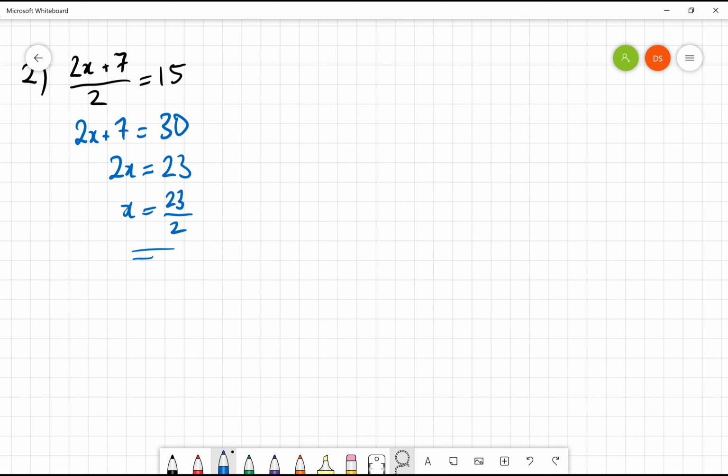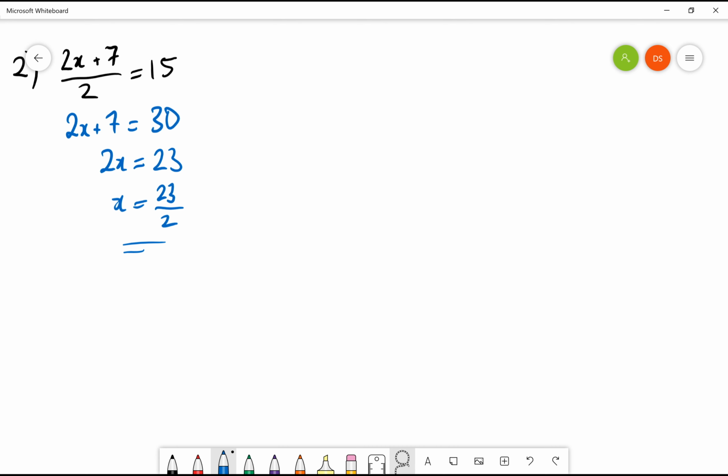I'm going to try another question. This time I'm going to make it a bit weird. And this time I'm going to have 3 times (x plus 2) equals 5 times (x plus 3). So this equation looks a bit weird. Can we solve it? Give it a go. Once you have given it a go, then I'll go through it with you.